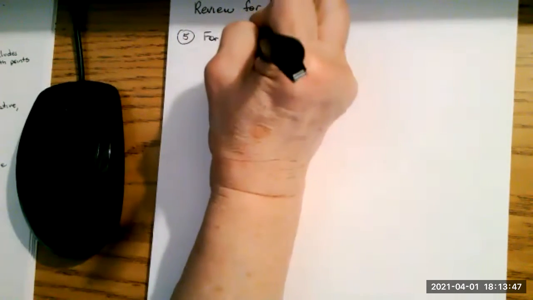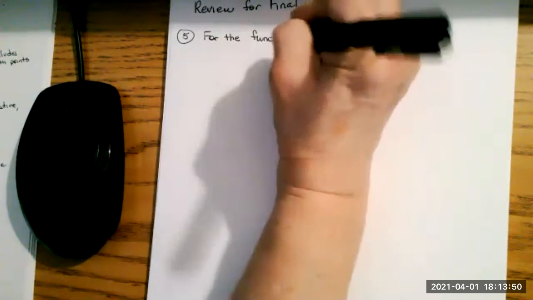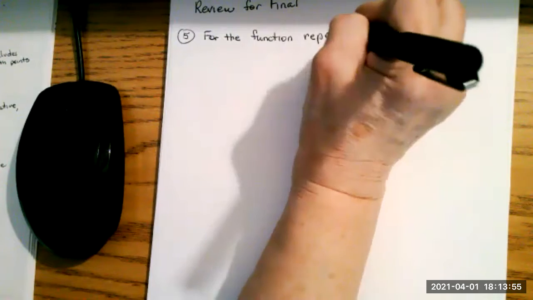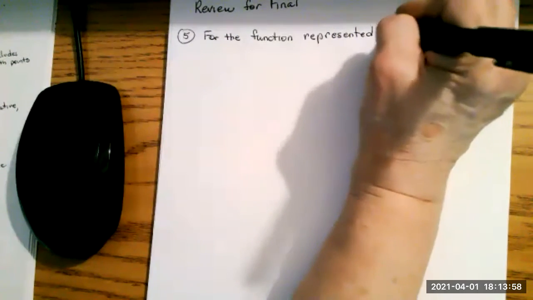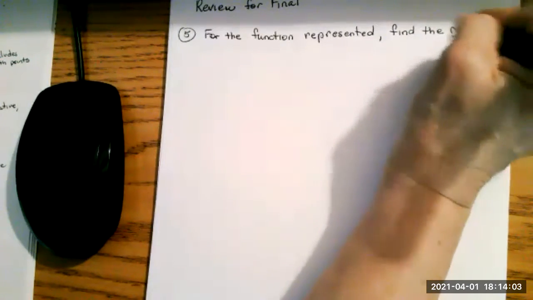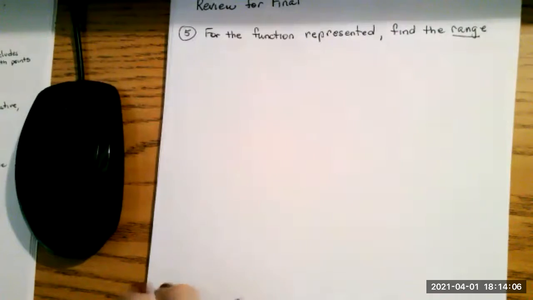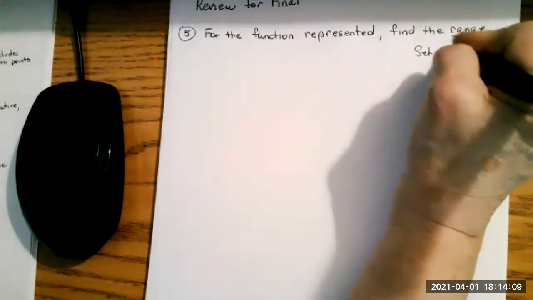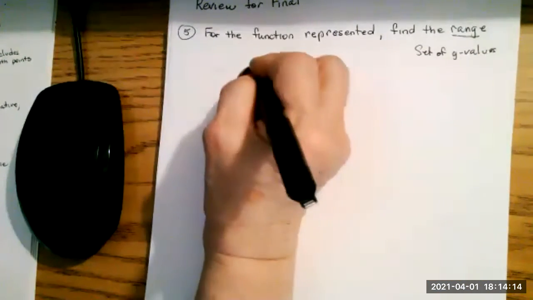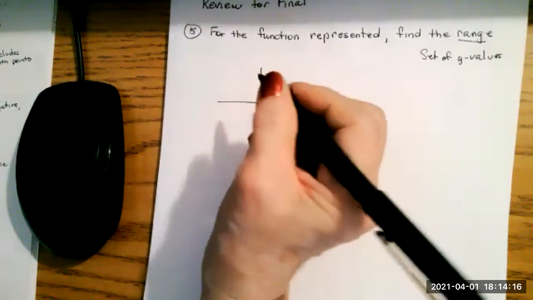All right, so number 5 is going to say for the function, and these problems are already out there under final practice, under the content. This one says find the range. Now you have to remember what the range is. The range is the set of y values. Most of you remember that, but some of you are still having trouble with it.